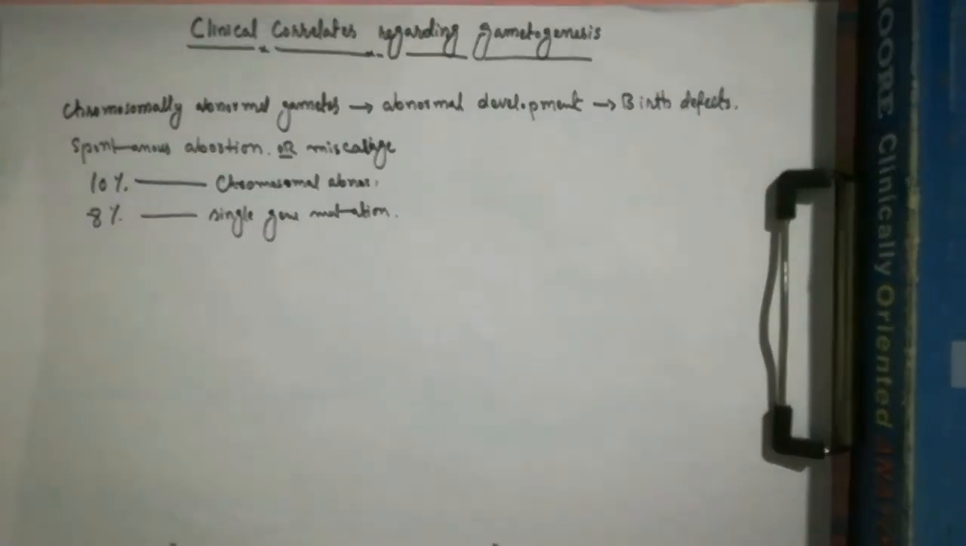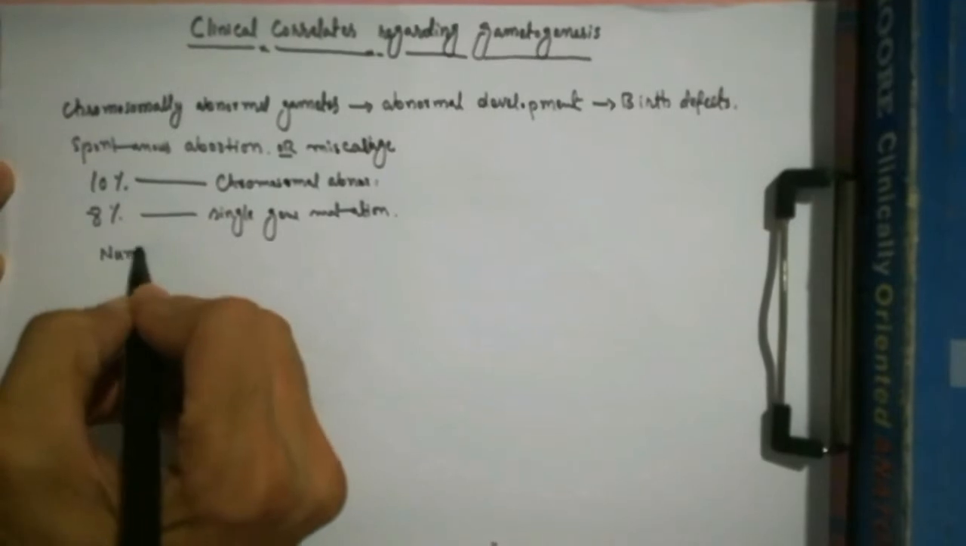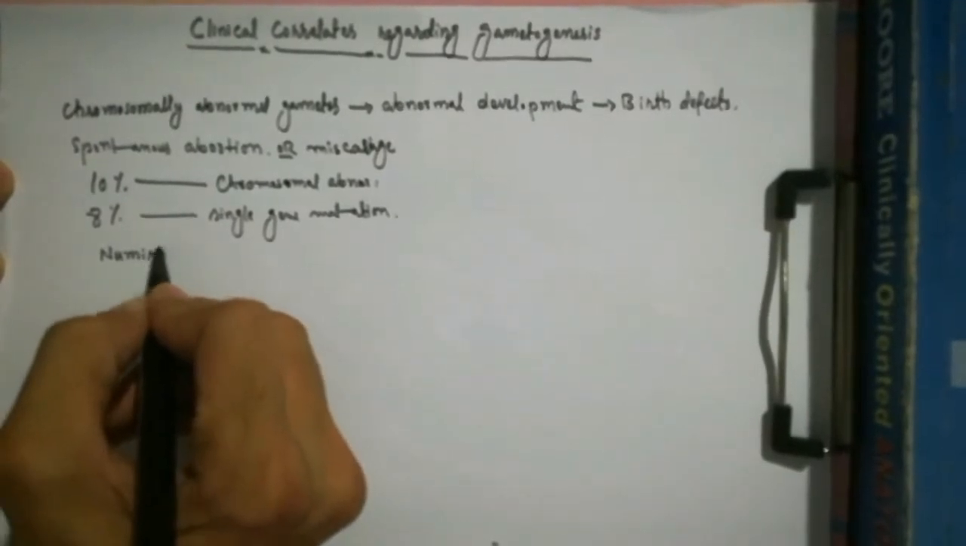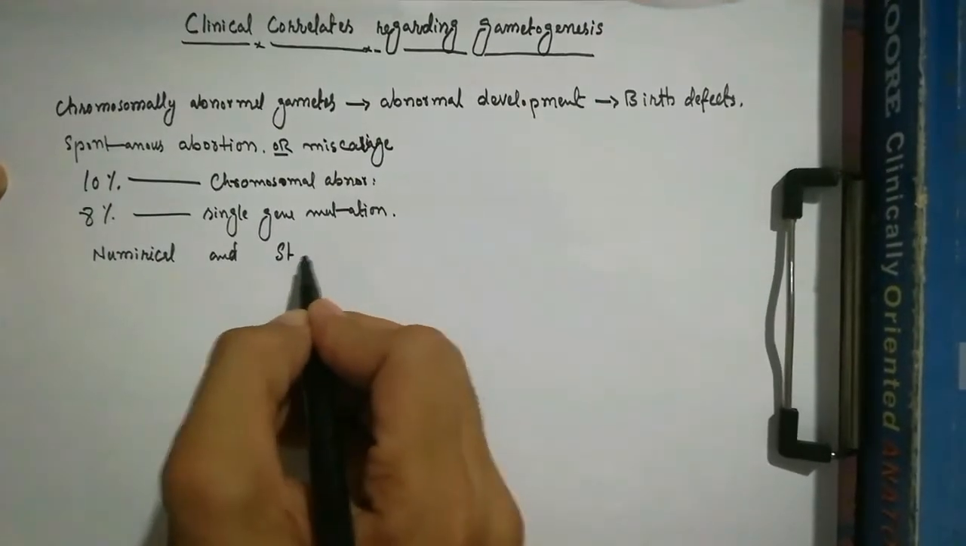There are two types of chromosomal abnormalities: numerical and structural.